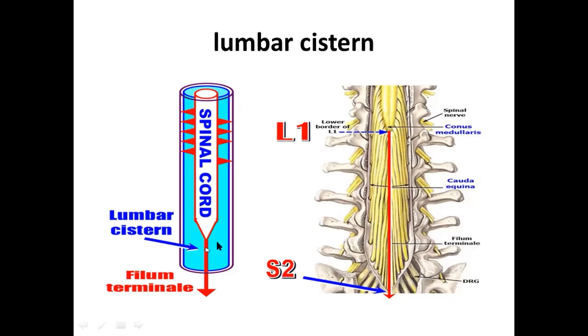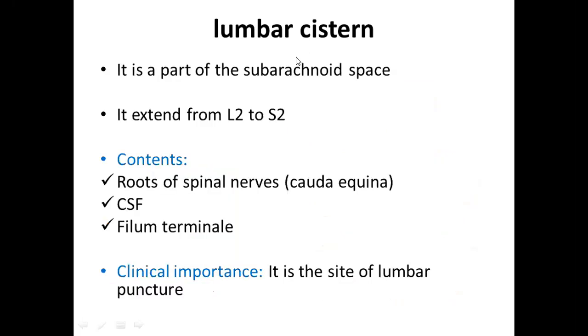And here this is the lumbar cistern. The lumbar cistern is a dilated part of the subarachnoid space below the conus medullaris. It extends from L2, which is the end of the spinal cord, to S2, which is the end of the dura and arachnoid. It contains the cauda equina, which are the roots of the spinal nerves, containing CSF and the filum terminale internum. What is the clinical importance of the lumbar cistern?